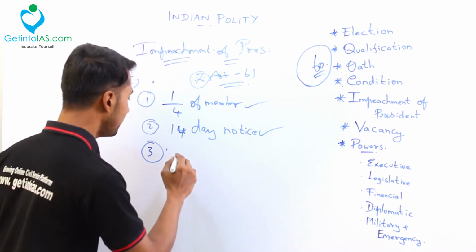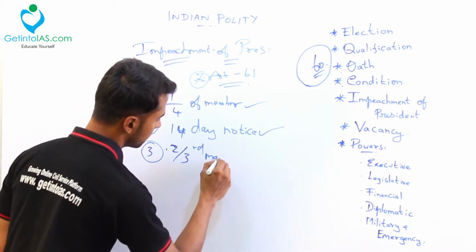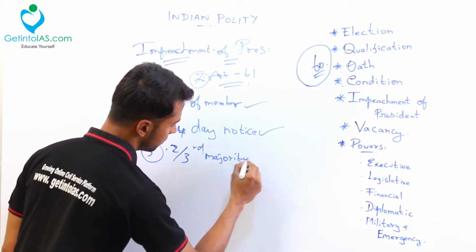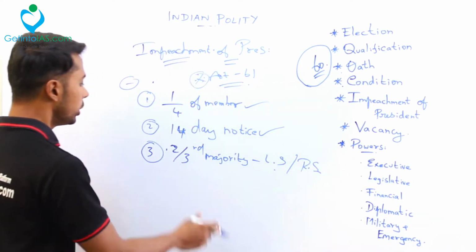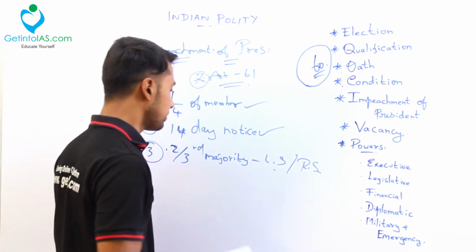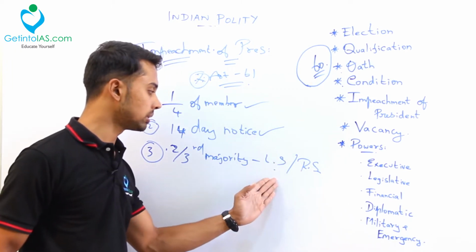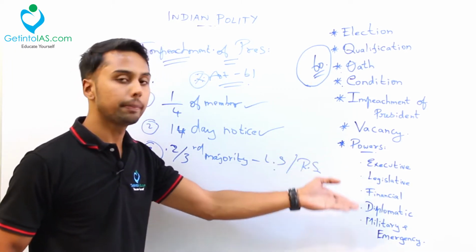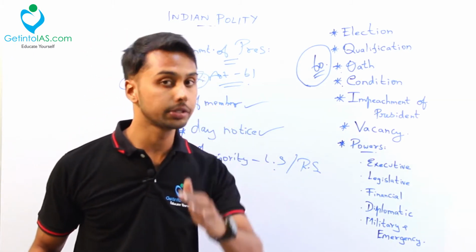So it should be passed by a 2/3 majority in both Lok Sabha and Rajya Sabha. In both houses of the Parliament, you need this 2/3 majority. After passing Lok Sabha, it will go to Rajya Sabha. In Rajya Sabha, it will investigate the charges. If it is initiated by Lok Sabha, and in Rajya Sabha also it is passed by a 2/3 majority, then the president will be removed. That is the procedure involved.